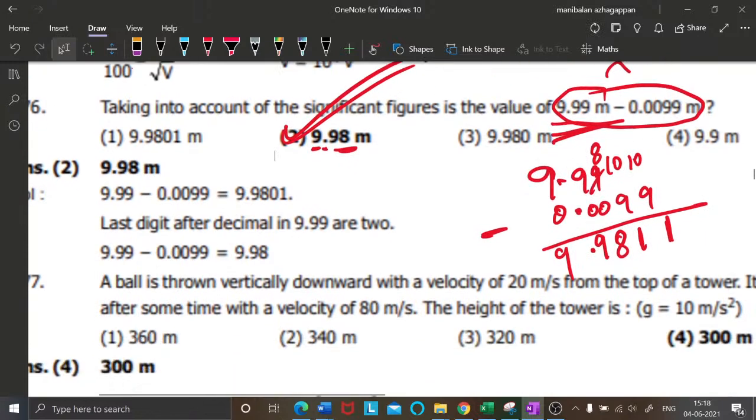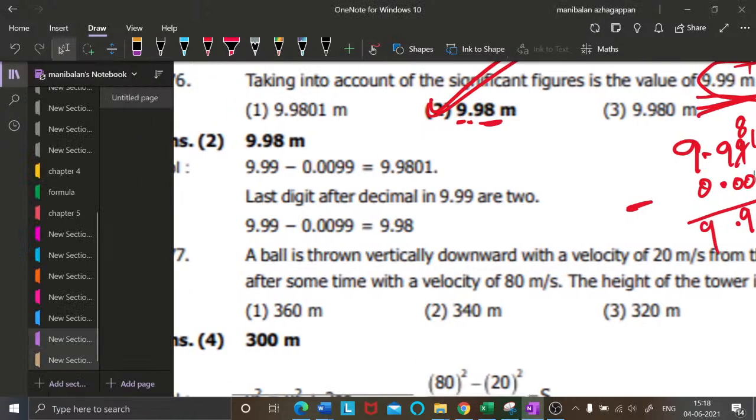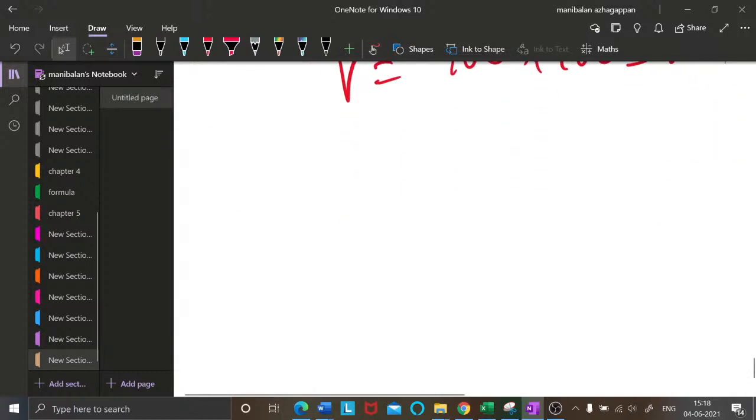Okay, next problem. The object is thrown vertically down at 20 meter per second. After it hits the ground with 80 meter per second, what is the height of the tower? Okay, so I will take the next page. Initially 20 meter per second, finally how many? Finally it's 80, which is given in the question.